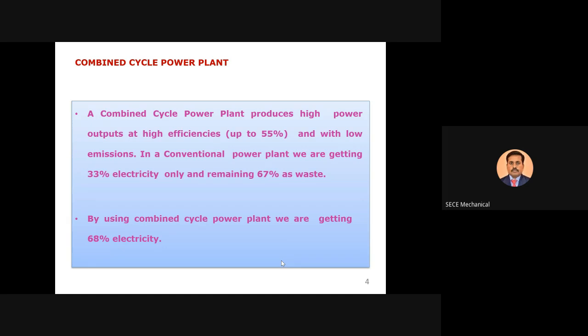Then the electricity is produced. In a conventional power plant we are getting only 33% electricity, and the remaining 67% is waste. If you add another cycle, with the help of the remaining 67% waste heat we can produce power. In the overall combined cycle plant we can get maximum production of 60% electricity capacity. Effectively, we can get a maximum of up to 55 percent. So this is the concept behind the combined cycle power plant.